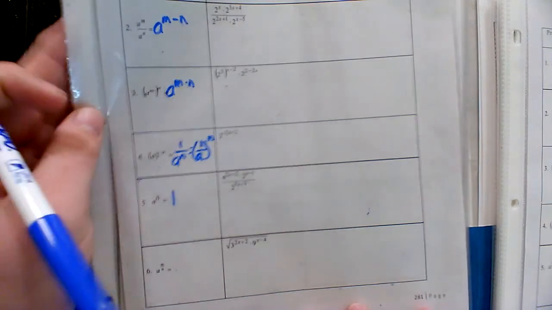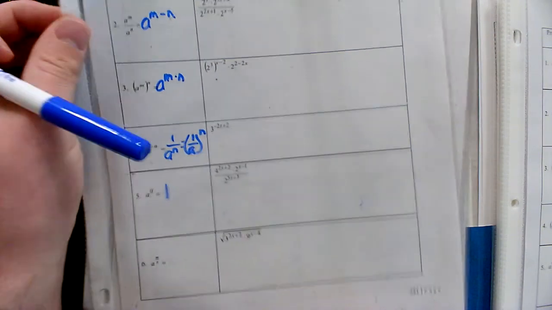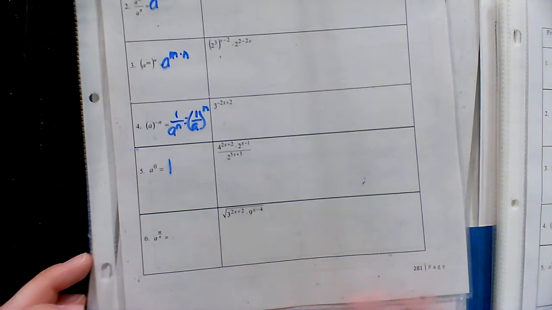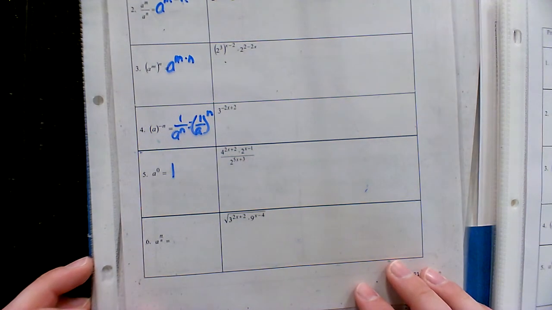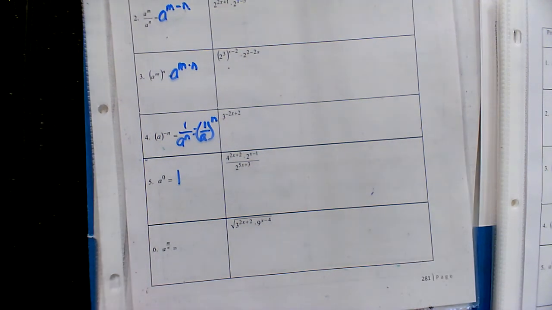Okay, lastly, number 6. This one can also be written two different ways. Does anybody know how I would rewrite a to the m over n? That m divided by n is in the power. How can I rewrite that? Maybe think of an example in your head. Think of x to the 1/2. What would you do with that? Or x to the 1/3. How could you change that? Any guesses? Any ideas?